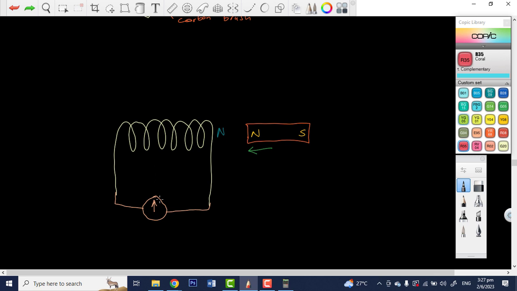Now it says the north pole of the magnet is withdrawn from the coil. So in other words, we're going to be moving this bar magnet away. As we move this bar magnet away, the change in this case is that the north pole is leaving. So if the north pole is leaving, what are we going to place right here to oppose it? A south pole.